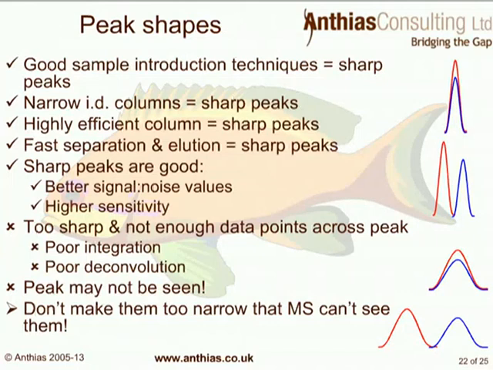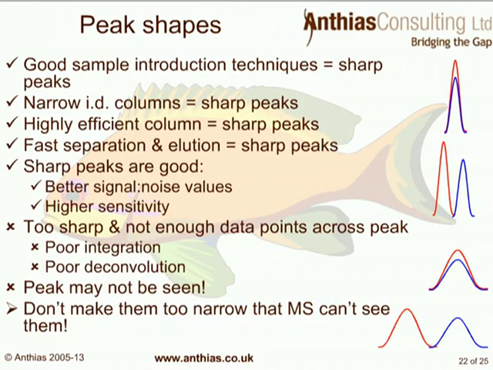So let's think about our peak shapes going through the GC. A good sample introduction technique will result in sharp peaks eluting out into the detector. If we use narrow internal diameter columns, that will also result in sharp peaks. If we have a very highly efficient column and also a highly efficient carrier gas, this will also result in sharp peaks. If we get a fast separation and elution, we get less band broadening, and that results in sharp peaks at the detector.